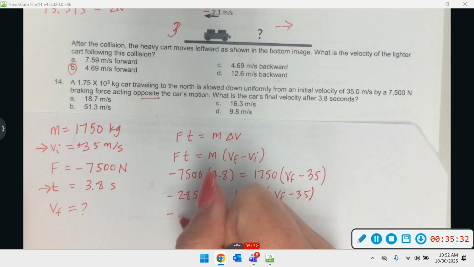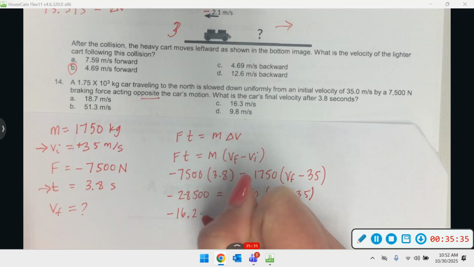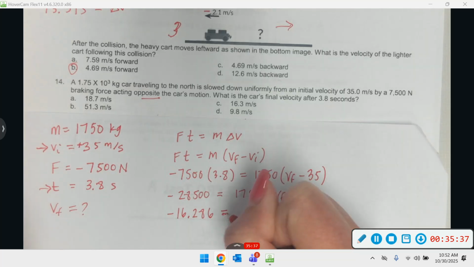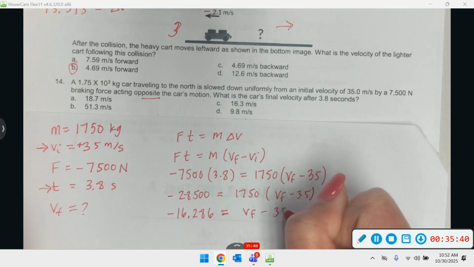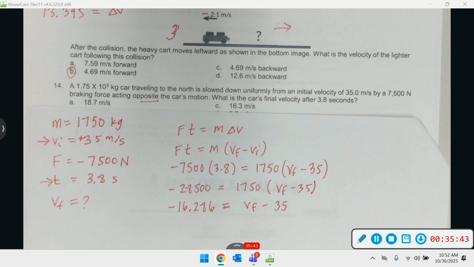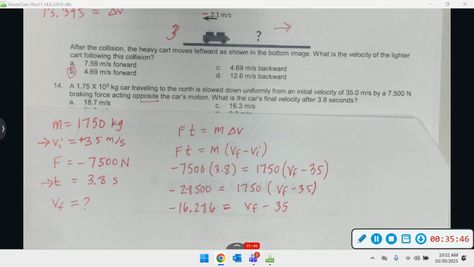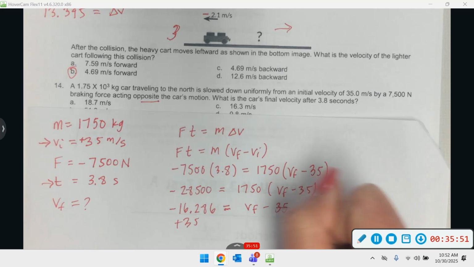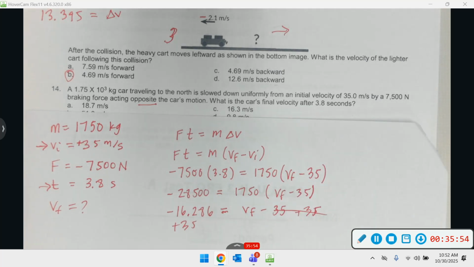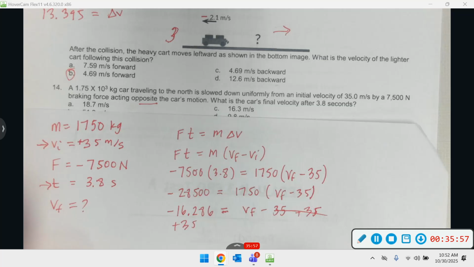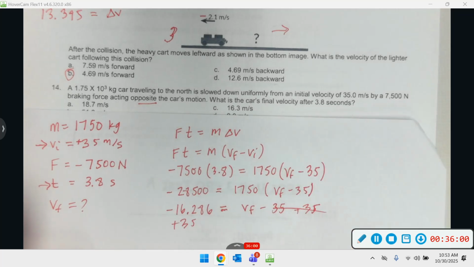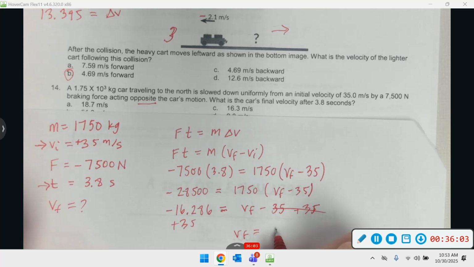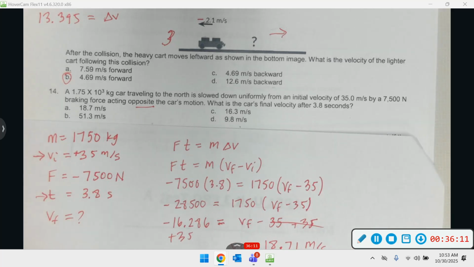And I have this, negative 16.286 equals VF minus 35. Again, from here, if I want to solve for VF, I need to get it by itself. I'm going to add 35 to both sides. That'll cancel this and leave me with, I'm going to write it up here because well, I guess I can fit it, VF equals, and it's positive now, 18.71 meters per second, and that is answer choice A for number 14.